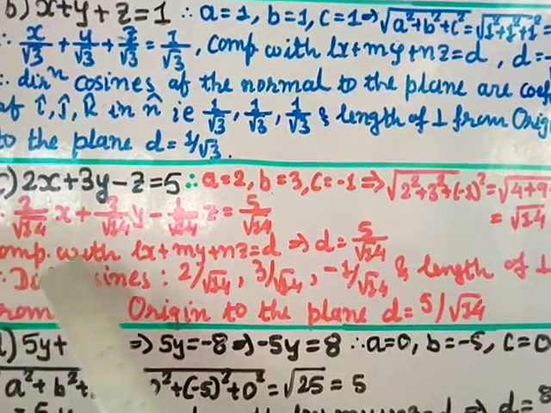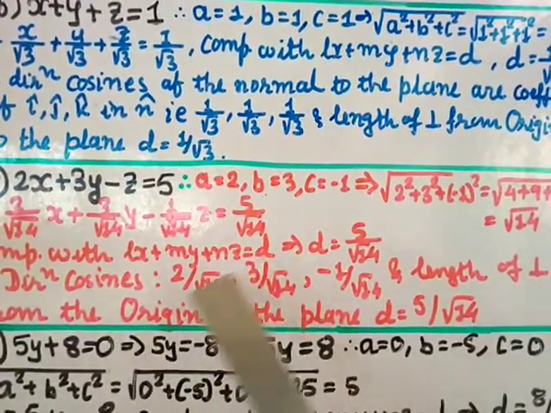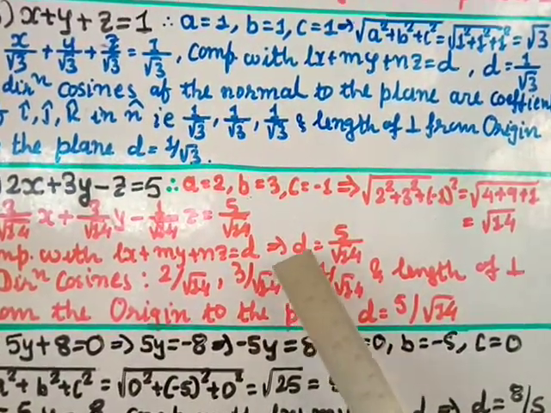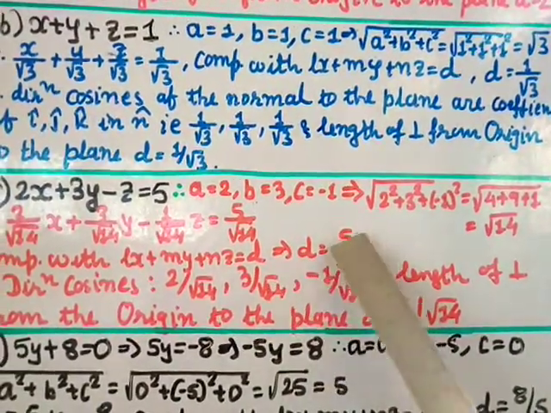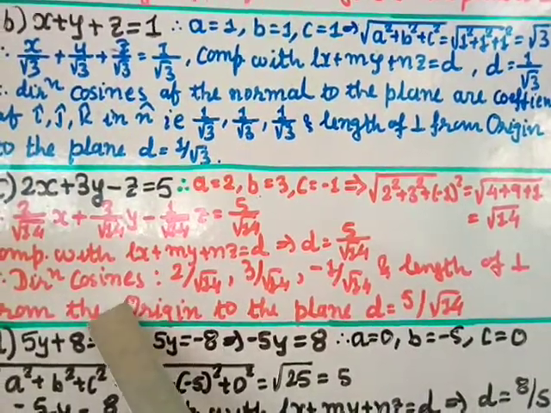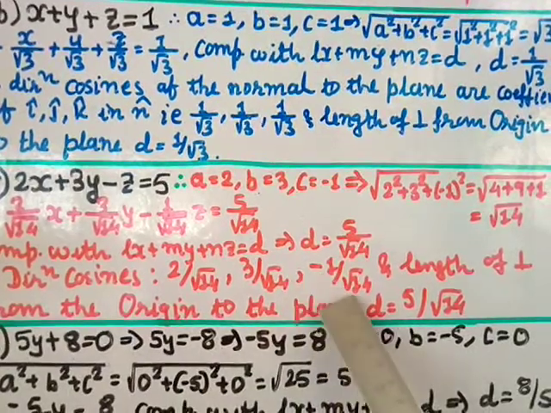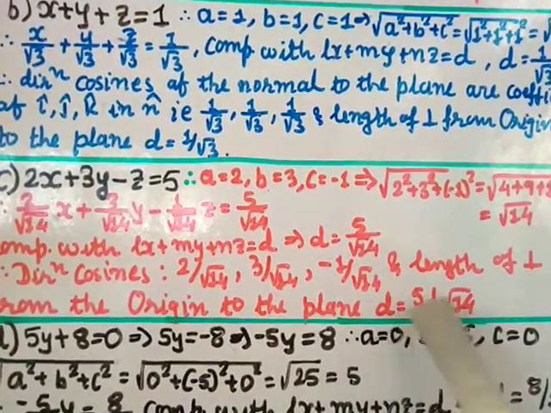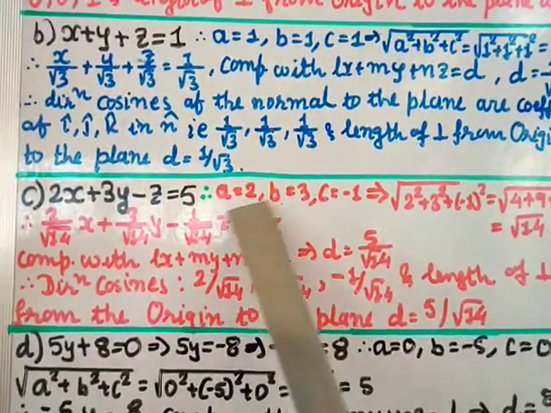Now again if you compare this with lx plus my plus nz equal to d, then we get the value of d, that is this one, 5 by root 14, and this is the perpendicular distance of the plane from the origin. Okay, so d value is 5 by root 14, and the direction cosines will be 2 by root 14, 3 by root 14 and minus 1 by root 14, and the length of the perpendicular from the origin to the plane is d equal to 5 by root 14. These are the direction cosines, okay, and these are the direction ratios.